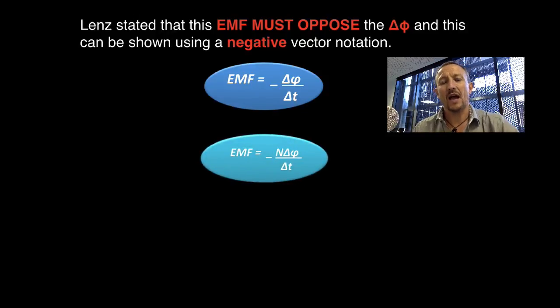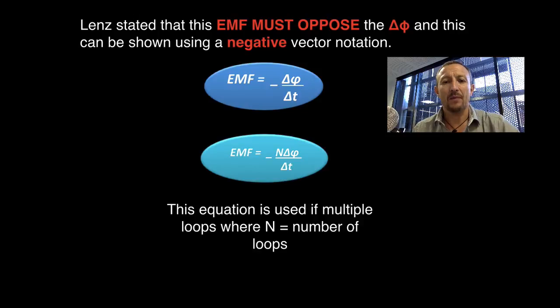Okay, now we can also add to this by putting an n in the front, which is going to allow us to work out the electromotive force which is generated when we've got more coils in the solenoid. Okay, so to recap, Lenz stated that the current that is induced into a solenoid must produce a magnetic field which opposes the magnetic field generated by the stationary magnet.